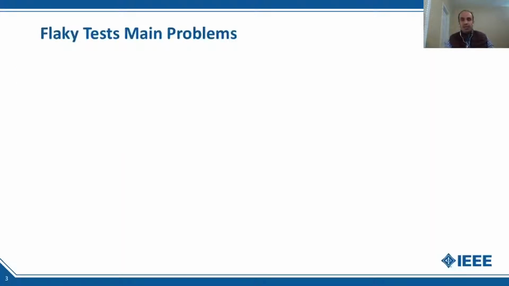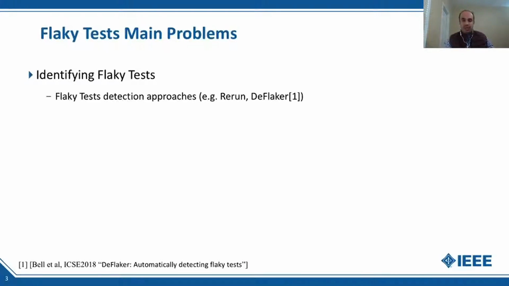So, flaky tests are a problem in software testing because they are hard to identify. The traditional way to detect flaky tests is to rerun them multiple times. Besides the rerun technique, DeFlaker is another approach to detect flaky tests using code coverage. Predicting flaky tests before running them is a promising technique because detection approaches require tests to be rerun many times.